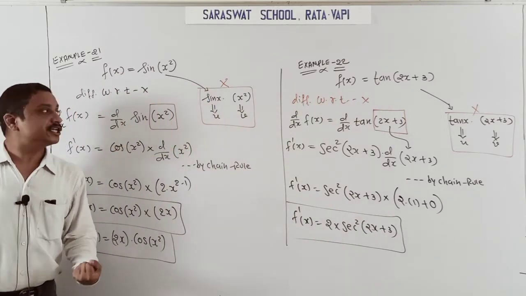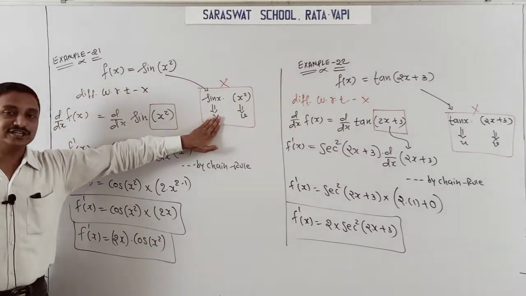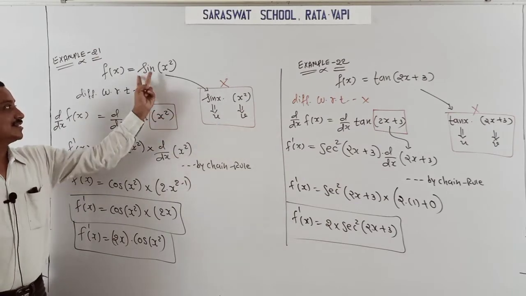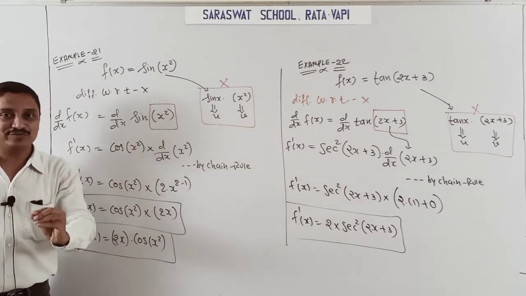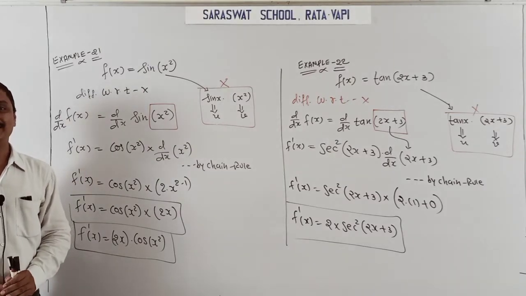So I hope, students, you understood when to apply the product rule and when to apply the chain rule. If separate functions are given, then product rule. If joining functions are given, a composite function is given, then apply what? Yes, chain rule. Yes, students.